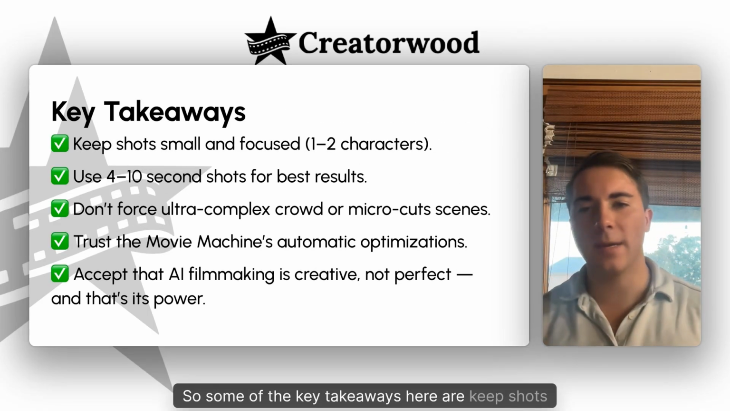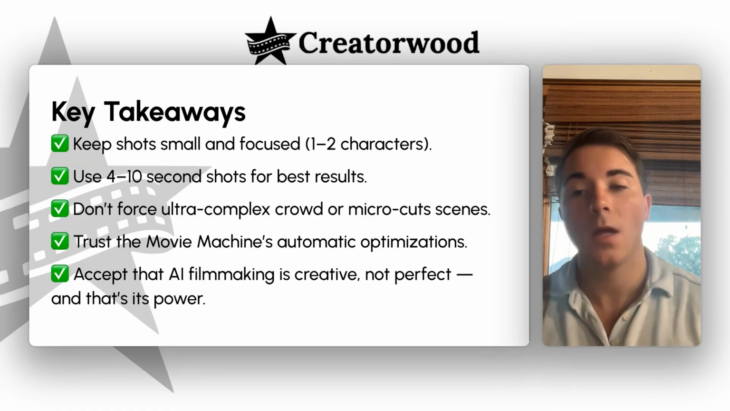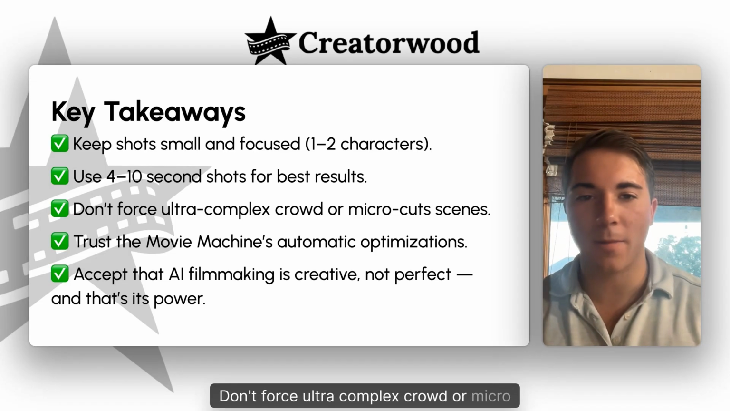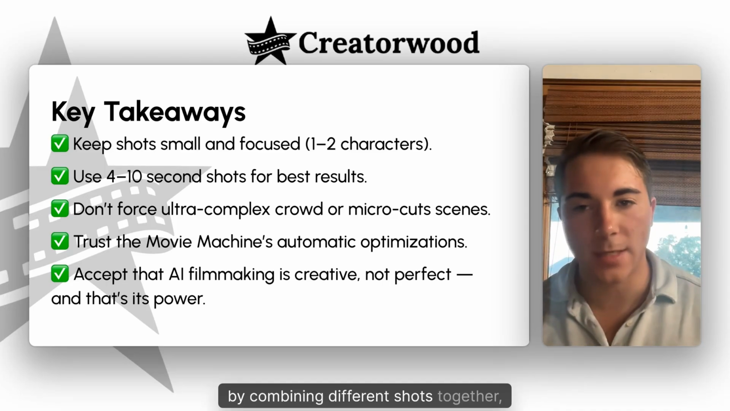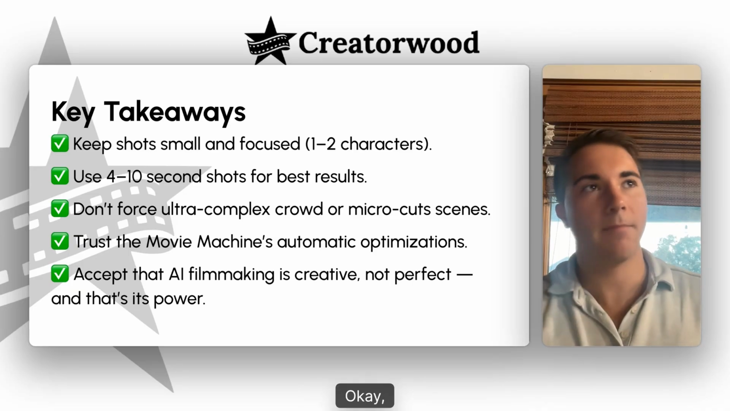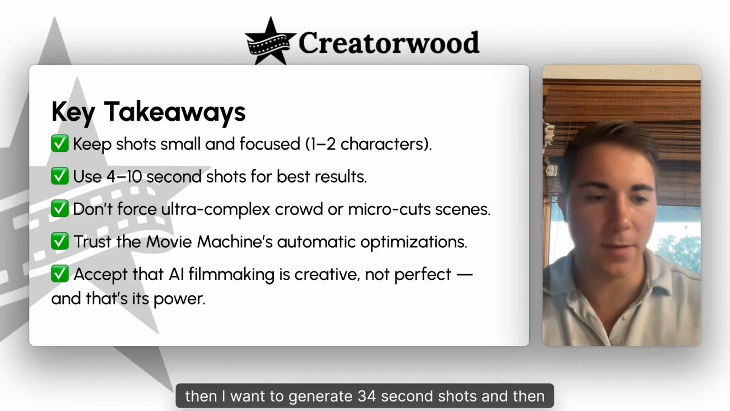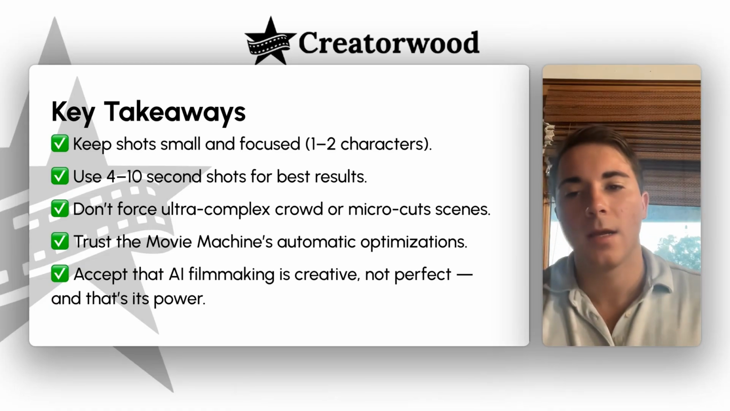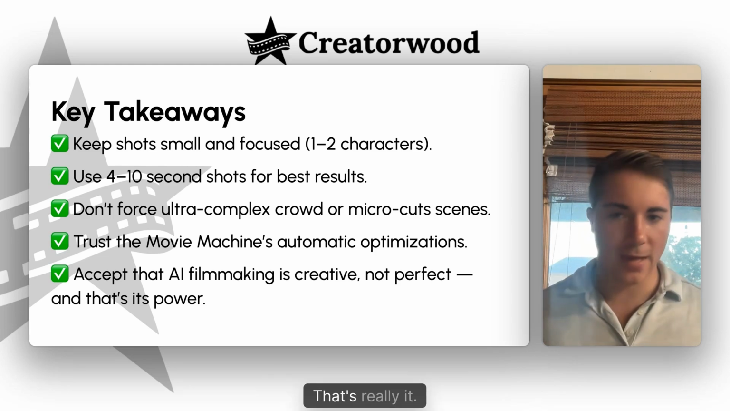So some of the key takeaways here are keep shots small and focused, 1 to 2 characters. Use 4 to 10-second shots for best results. Don't force ultra complex crowd or micro cut scenes. Ultimately, you're going to want to do this in editing by combining different shots together. Essentially, okay, if I want 3 1-second shots, then I want to generate 3 4-second shots and then just trim them down in post. And then trust the movie machine's automatic optimizations, right? That's really it.